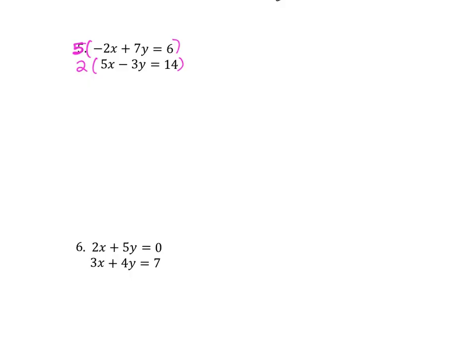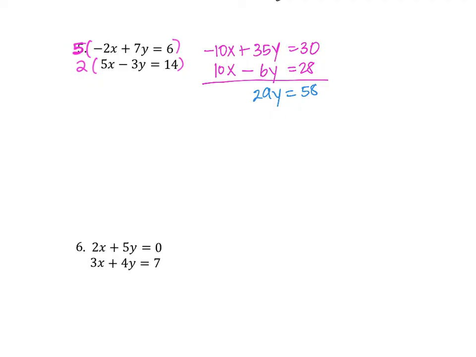So I'm going to go ahead and multiply the top equation by 5. And I'll multiply the second equation by 2. And make sure you multiply all of the terms. Okay, now if I've done this right, something should cancel. In this case, the x's cancel, which is what I thought because I made them match. 35y minus 6y is 29y. 30 plus 28 is 58. So I get y equals 2.